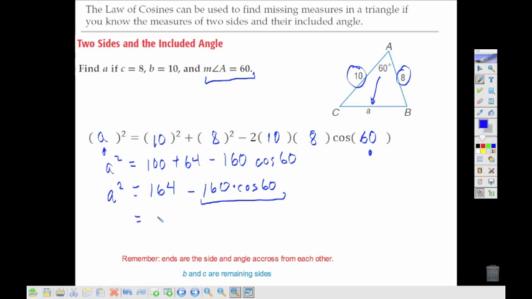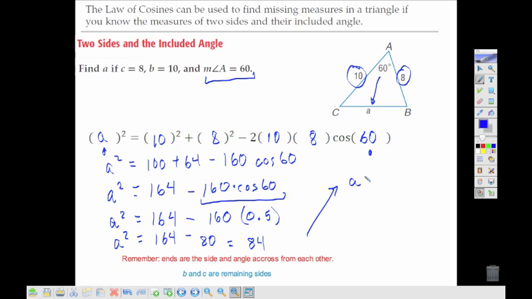Which means this is going to give us 164 minus 160 times the cosine of 60, which is 0.5. We would then have 164 minus 80, which would then give us a squared is equal to 84. And so a would be equal to the square root of 84. Now that's going to come to about 9.2. And usually for the sides, they'll ask us to round to the nearest tenth. And so that would be our answer for a.